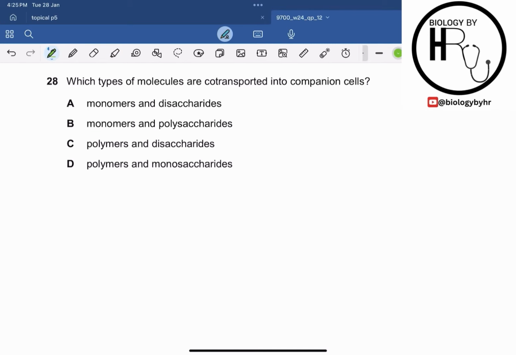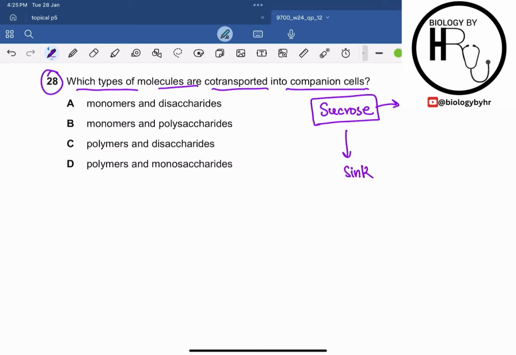Question 28 is asking which type of molecules are co-transported into the companion cells. We all know that companion cells take up the sucrose from the source and deliver it to the sink, right? Sucrose is a disaccharide, and it is made up of which monosaccharides?